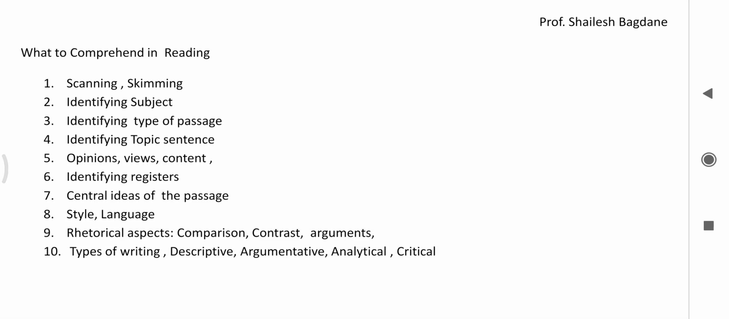That strategy is called the skimming strategy. So, to find out the correct words from a particular field, you go through the skimming process.